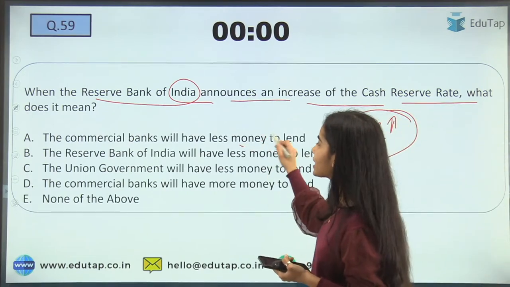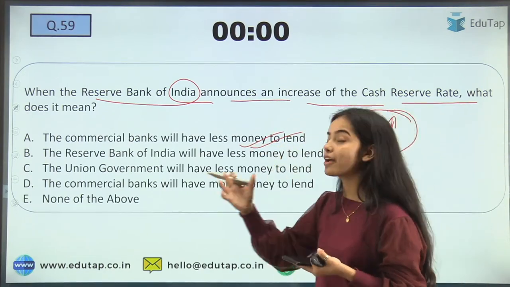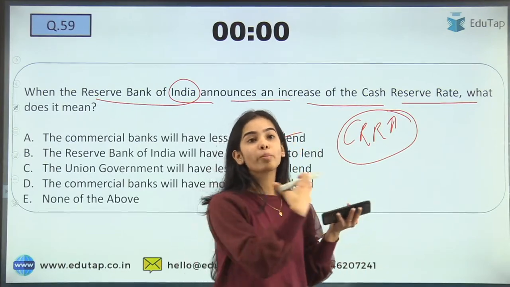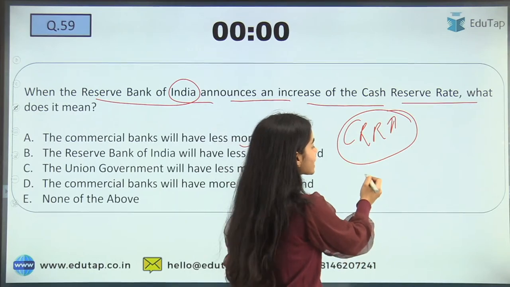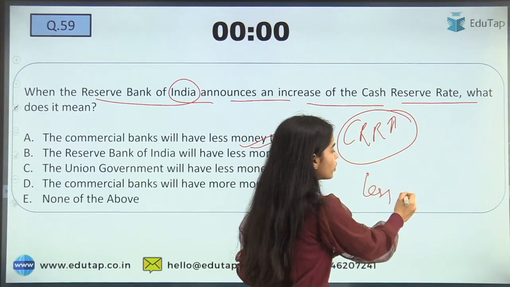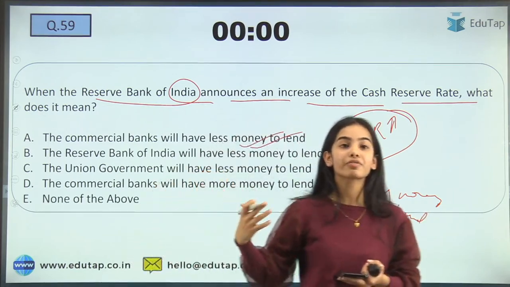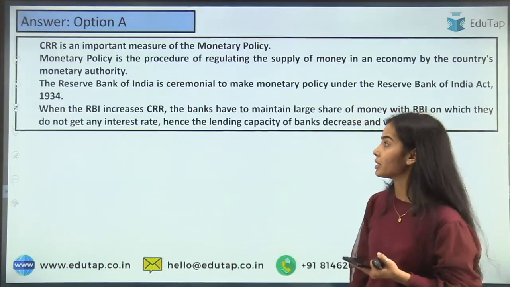Okay, I started getting the right answer, and that is the right answer. Commercial banks will have less money to lend because CRR has increased. The banks have to put more money with the RBI, and that's why they will have less money to lend. And this usually happens when the inflation is very high, then the CRR is increased.